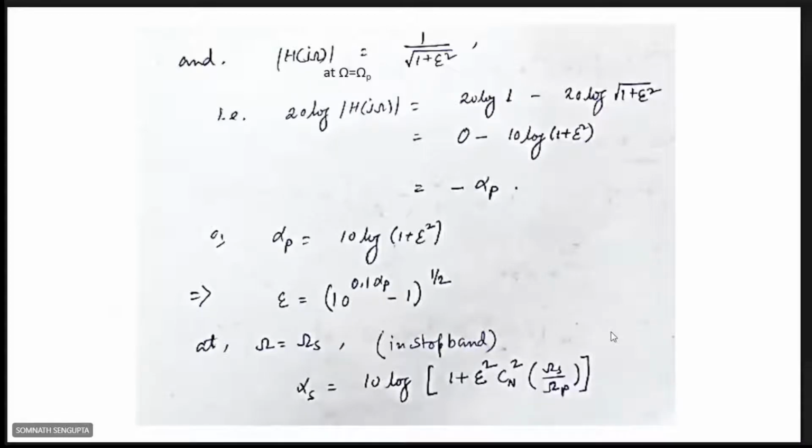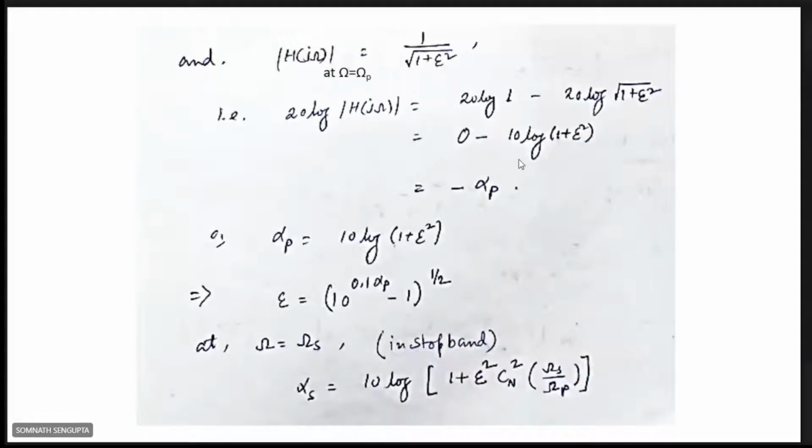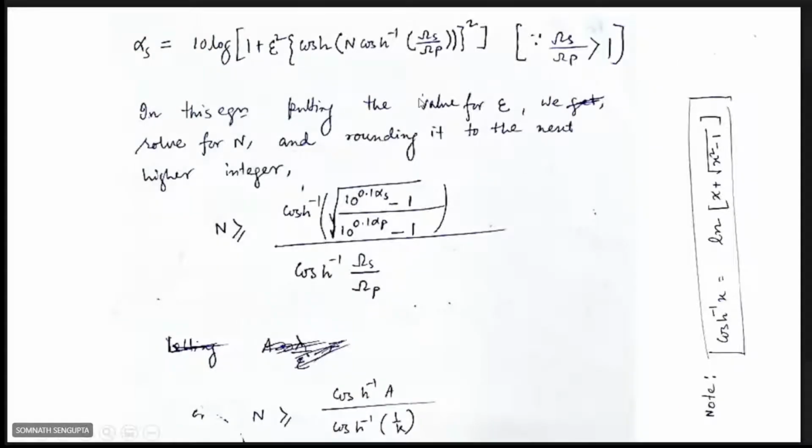It is 10 log of 1 plus epsilon square, putting in the formula of Cn. So Cn is cos. In the pass band it was cos, and in the stop band it was what? Cos hyperbolic inverse. As we told, in the stop band, that is x greater than 1, it follows a hyperbolic function, or decaying function. So we get this expression in place of Cn. This is the formula.